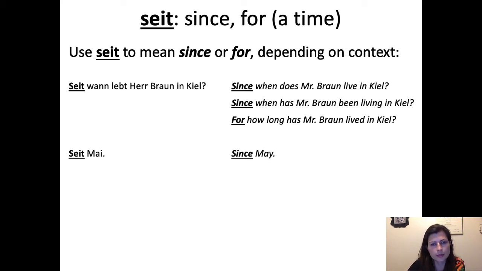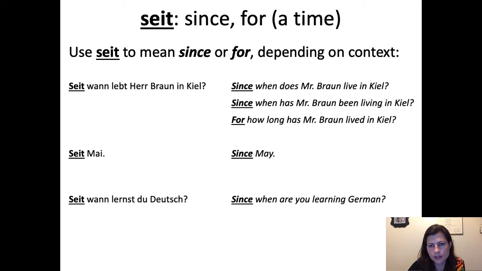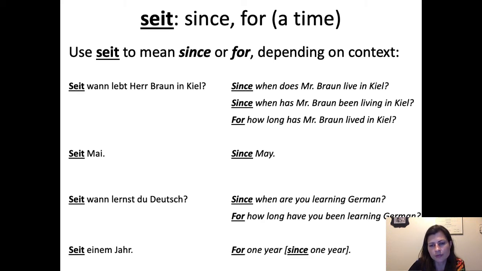And then seit Mai would mean since May. That's the easy version of seit. And then the very common question, seit wann lernst du Deutsch? Since when you're learning German, which is like the most parallel and really not the best translation. It's really asking, for how long have you been learning German? And then you can say seit einem Jahr, since 1 year, which is not right, for 1 year, yeah.